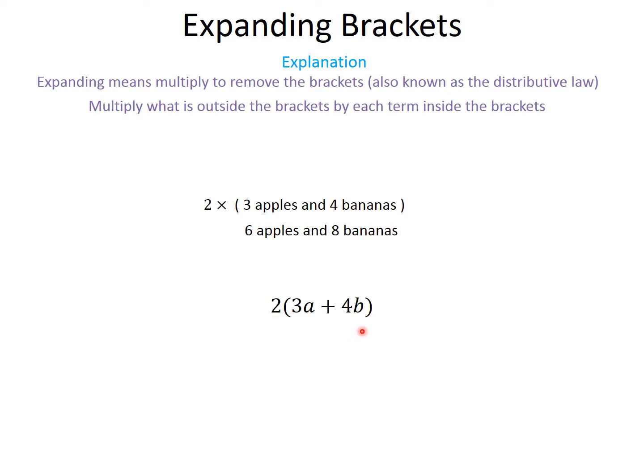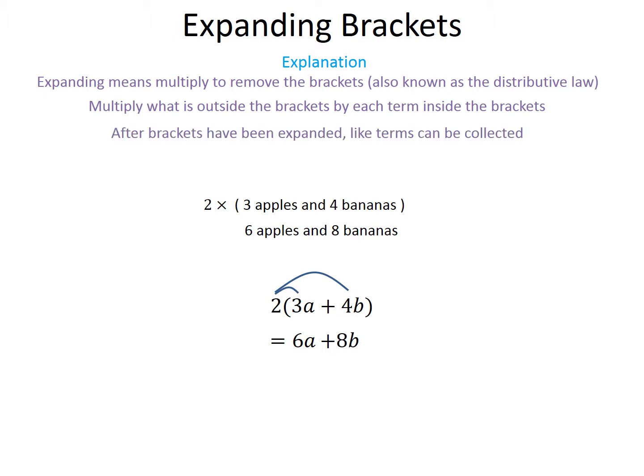So this is an algebra one, and this is actually exactly the same as up here. It's just that instead of 3 apples and 4 bananas, I've said there's 3 A's and 4 B's. And I didn't write the times sign because you don't write a times sign between a bracket and a number, or a bracket and a letter, or a letter and a letter, etc. And so what we do is we multiply the 2 by the 3a. We say, all right, well, if I've got 2 lots of this bracket, that means I've got 2 lots of 3a. And I work that out. 2 times 3a is 6a. I write it underneath. And then I say, well, there's also 2 lots of 4b. And so 2 times 4b is 8b. And I write that underneath as well.